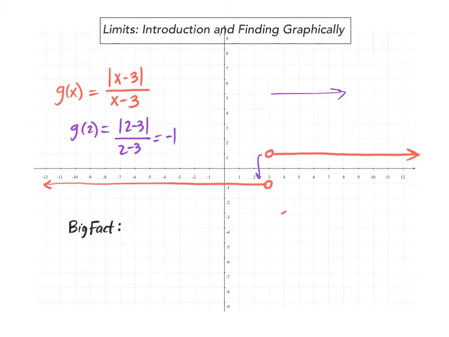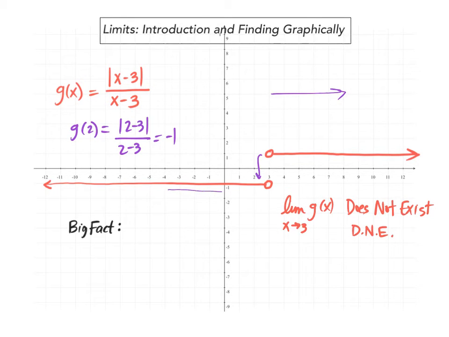What I would say here is the limit, and I changed the name of my function to g of x, as x approaches 3, does not exist. All right, and you can write on your practice problems D and E, and we'll all know that that means does not exist. If I'm coming in from the left and I'm coming in from the right, and these two arrows are not getting ready to bump into each other, then the limit does not exist.